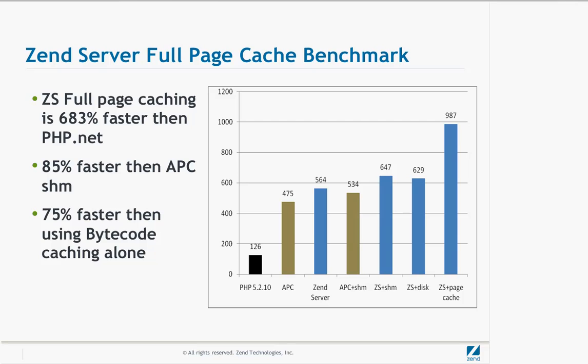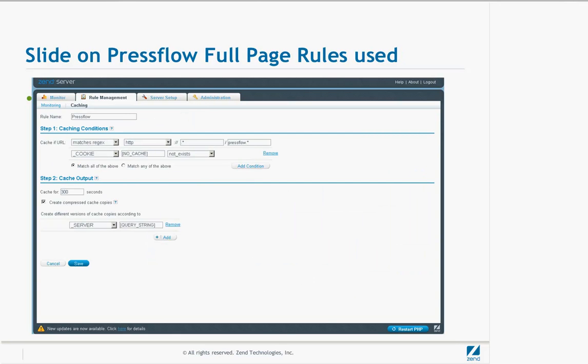So we get a nice bump in speed here with Zend Server full page caching, about 85% faster than the fastest benchmarks from the APC shared memory numbers, and about 683% faster than just open source PHP alone. So if you compare that to just using Zend Server with the optimizer, the language optimizer, we've got a speed boost of about 75% faster than that. So giving you kind of an overview of the type of performance boost that full page caching can provide.